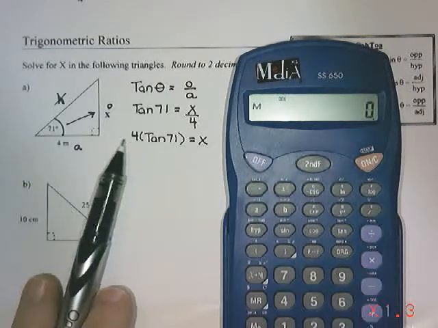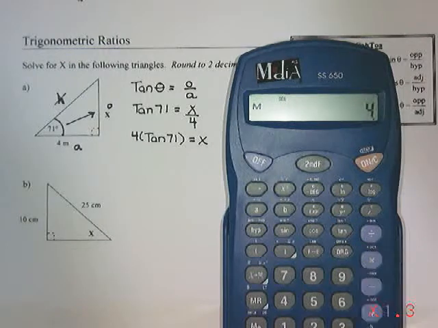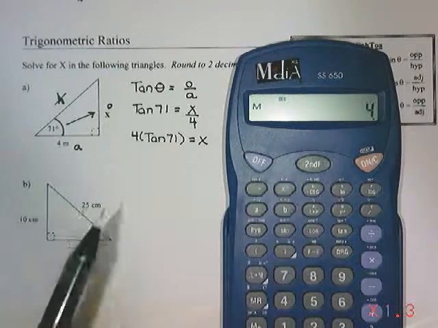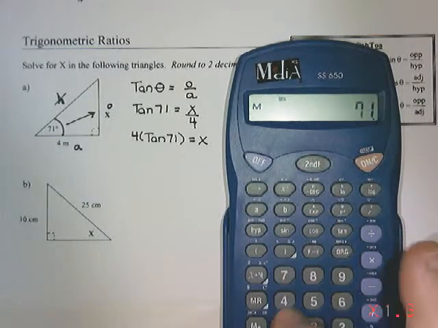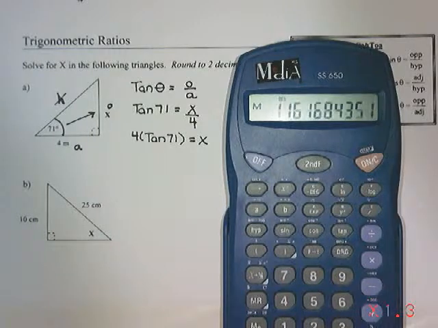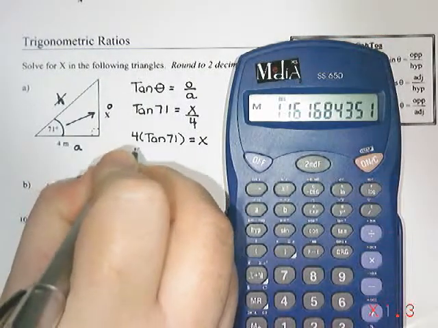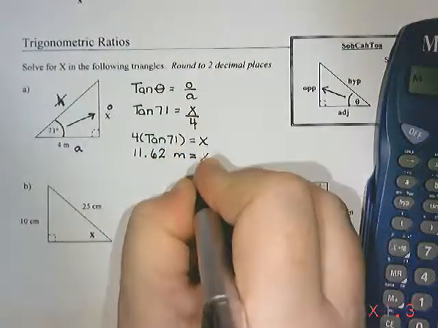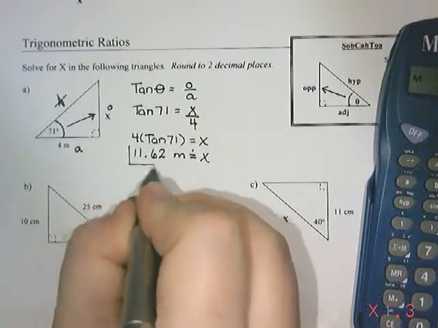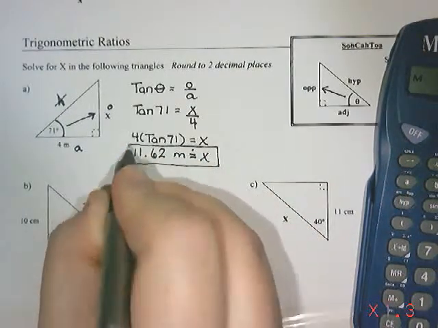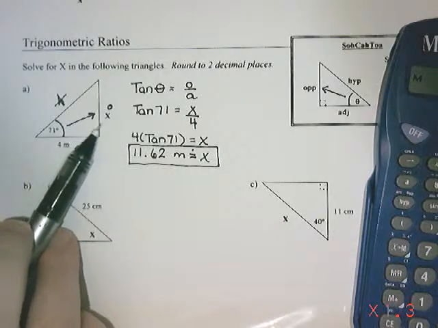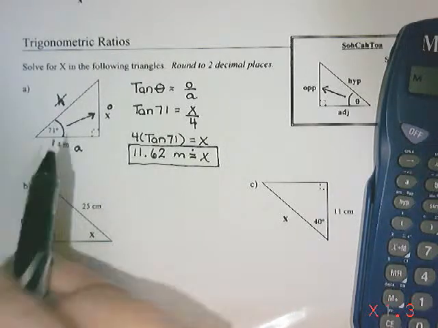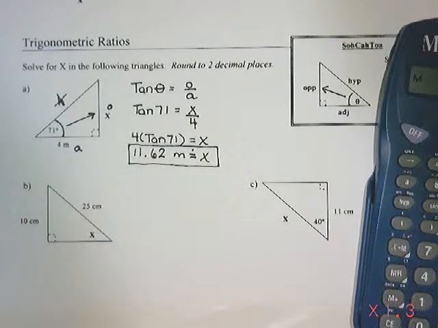So what I'm going to do is type in 4 times. Now, if this were a calculator where I could see the word tan, I would hit tan first, but this calculator doesn't do that, so I have to put the 71 in first and then hit tan and equals. And I ended up with 11.62 meters. Because I rounded, I'm going to put a little dot there to show that it's an approximate answer and that I had to round my value. Obviously, this does not look like 11.62 meters in relation to that 4 meters, but that 71 degrees really is not correctly marked for the shape of this picture.